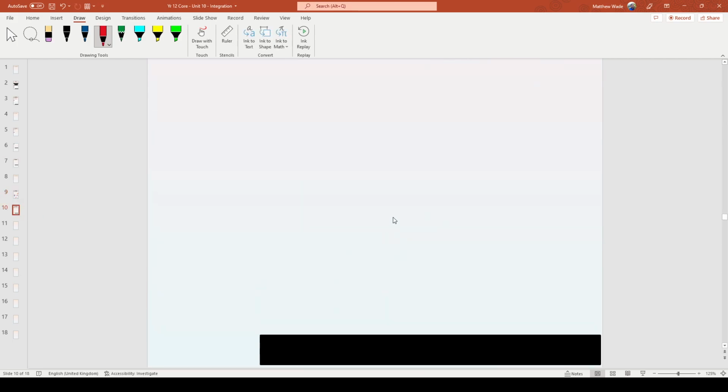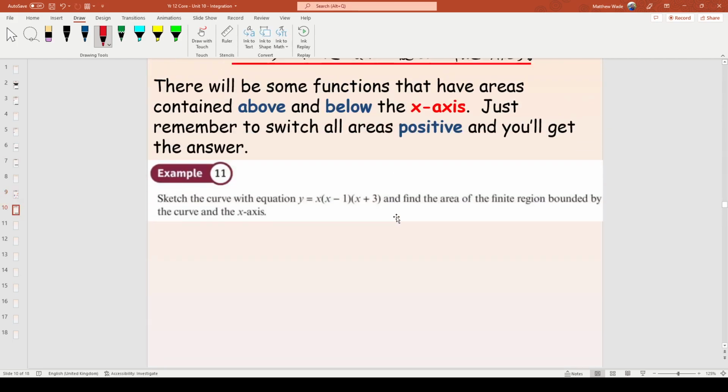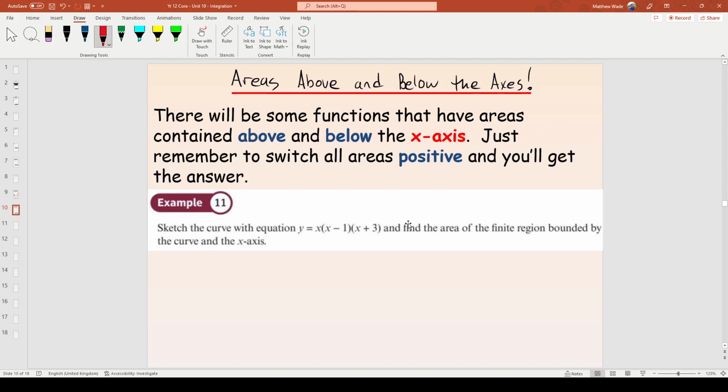Okay, and you're back. Right then, guys. The final thing that we're going to do today is this. Areas above and below the x-axis. Now, sometimes, buddies, you're going to get functions that pop above the axis and they pop below the axis. So sometimes there'll be portions of a function that's above and portions of the function that's below.